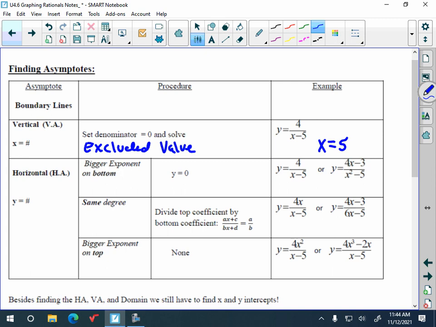So here's an example right here. We have an x to the first and x to the first. They're the same degree. So we take the coefficients in front. So 4 over 1 is 4. All right, so this would have a horizontal asymptote of y equals 4.